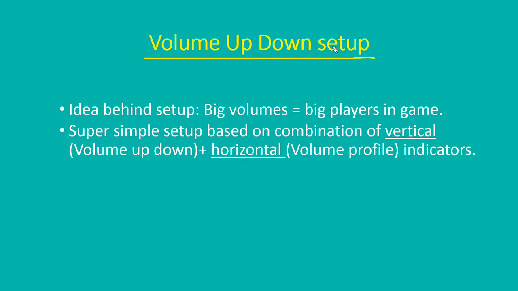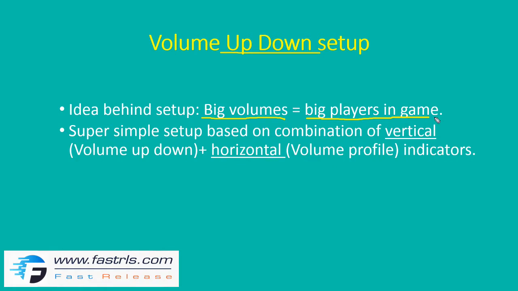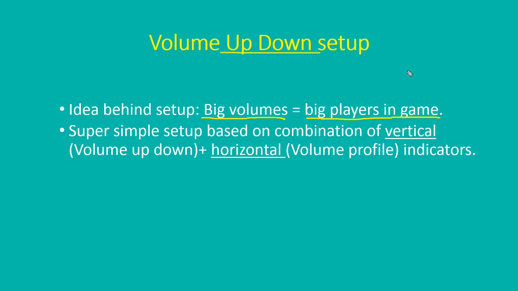volume profile. The idea behind this setup is that when you see big volumes on the volume up-down indicator, it means that big players are in the game. Big players are entering the game. This is probably the simplest setup which I have. It's extremely easy, and it's based on a combination of the vertical volumes, which is the volume up-down indicator, and the horizontal indicator, which is the volume profile. So let me show you how the setup looks.